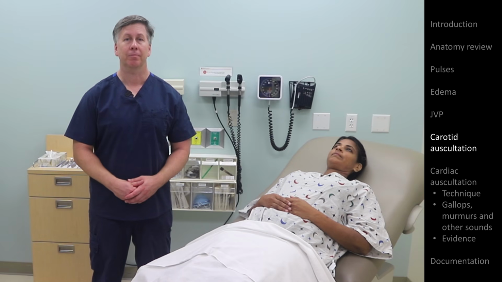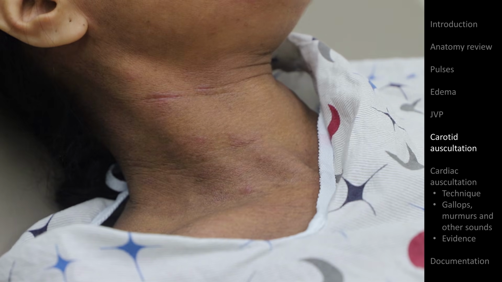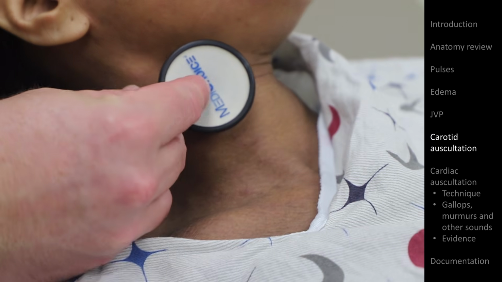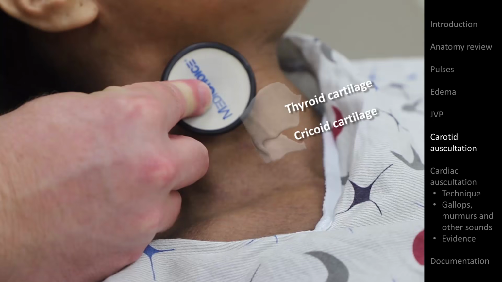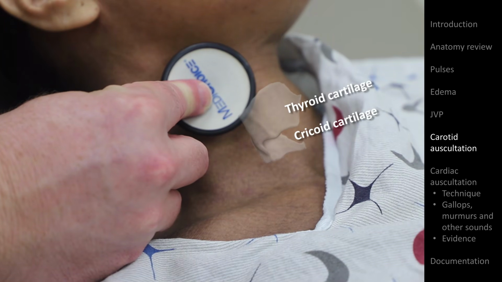healthy individuals. To listen for a carotid bruit, place your stethoscope in a region under the angle of the jaw, anterior to the sternocleidomastoid muscle, and superior to the level of the thyroid cartilage. Notably, this is a little bit above the exact point where the carotid pulse is best palpated. Here's what a bruit would sound like.